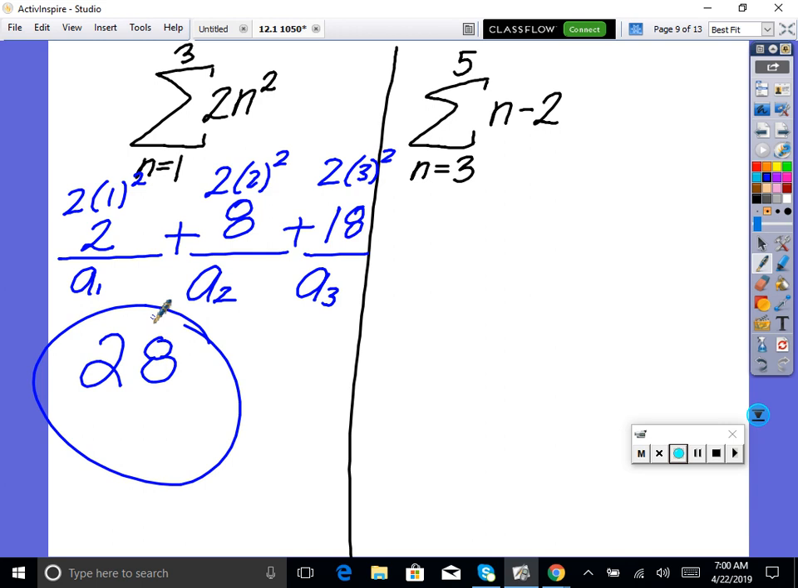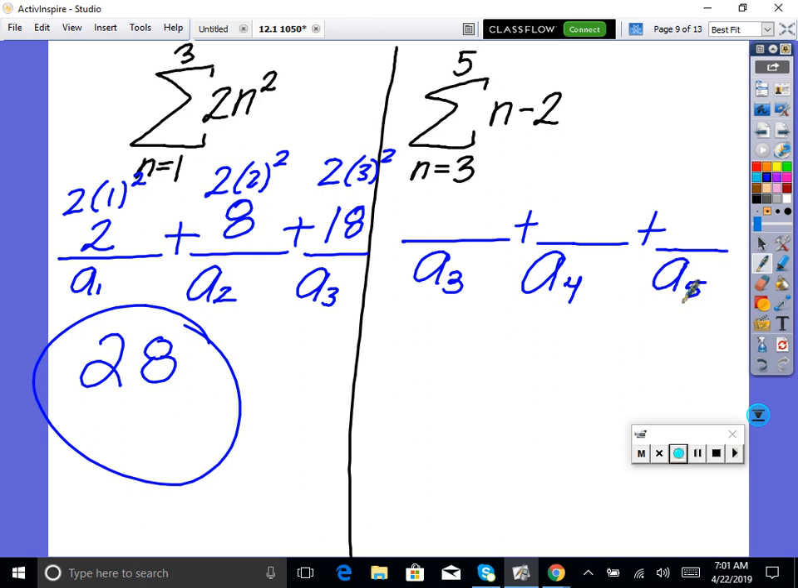Make sense? Okay, let's do this one. It says sum the third through fifth term. So where would we start? A sub 3 plus, we need to add up a sub 4 plus a sub 5. You guys see how we're starting? The third through fifth terms is what we're summing up.